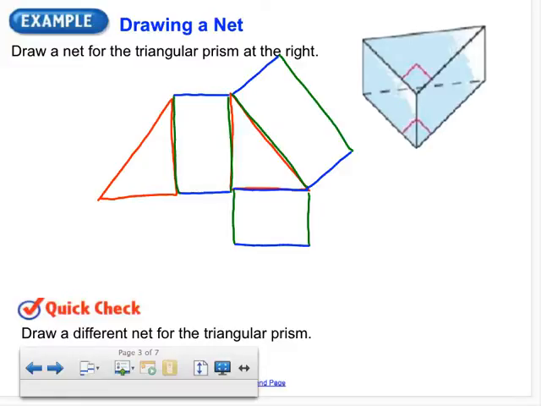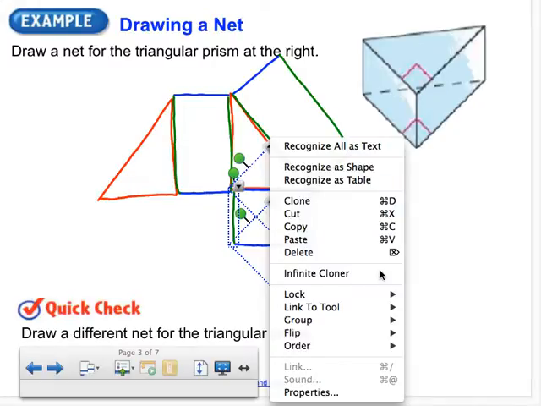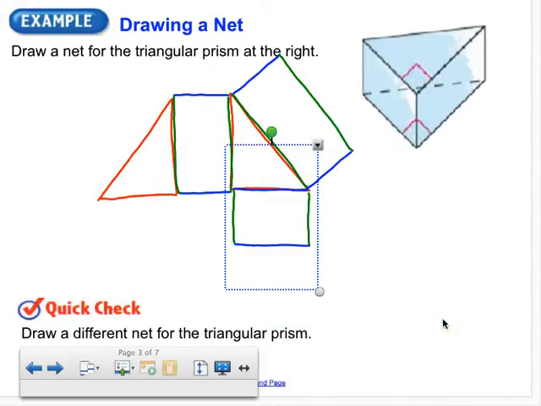there's a couple ways I could have made this net. Watch, I could have made it another way. Some of you guys might have a net that looks like this. This is the net that would give me the same box or the same rectangular prism. So let me go ahead and show you another way to look at this. I don't know how you drew it, but I just wanted to show you that way.